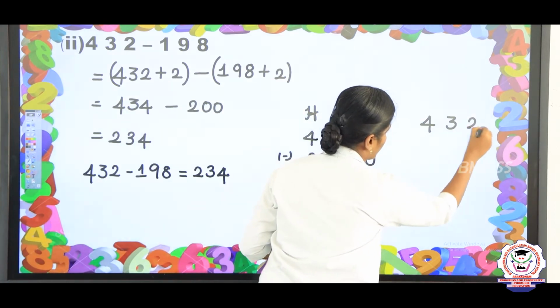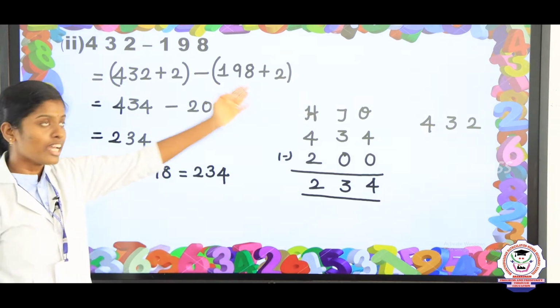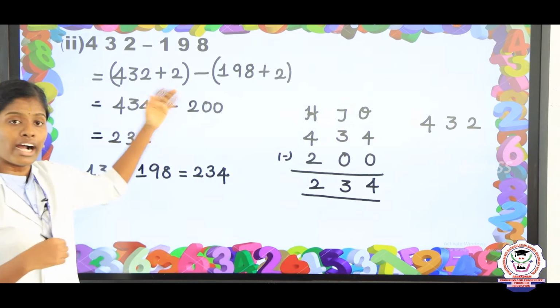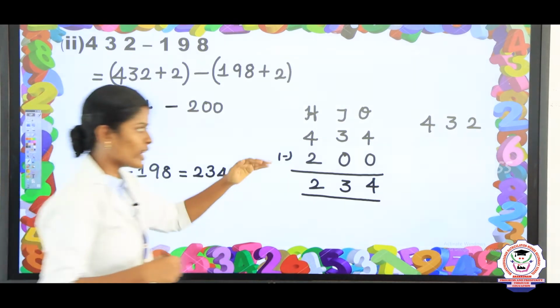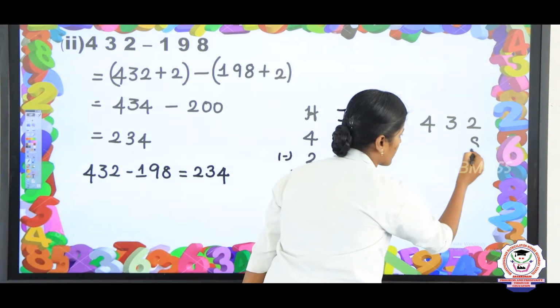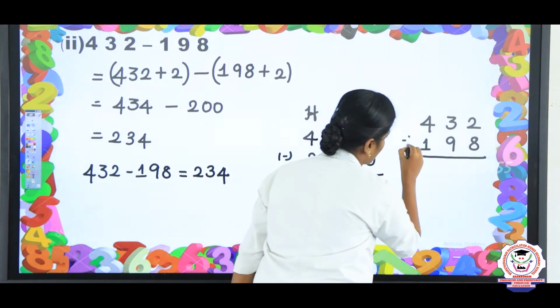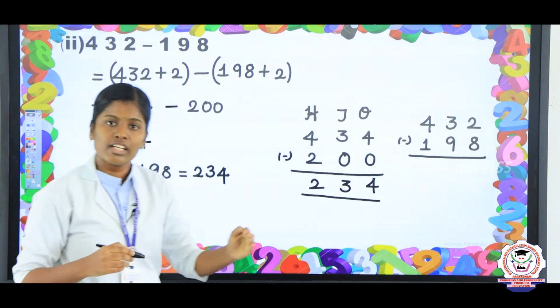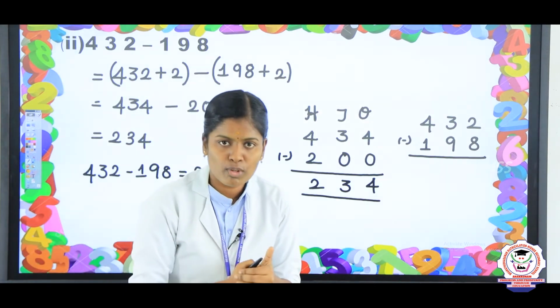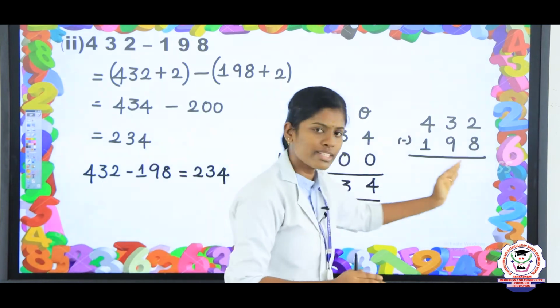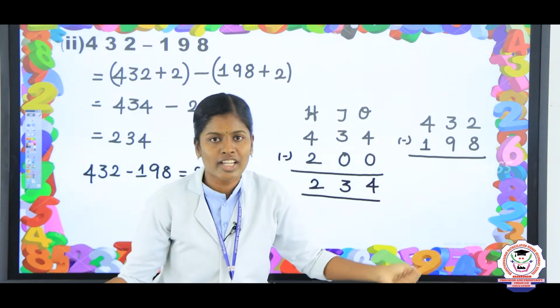432 minus 198. Here the ones place value is 8, tens place value is 9, hundreds place value is 1. So write 8, 9, 1. Start from the ones place value, 2 and 8. Now tell me, Nasreen, is 2 minus 8 possible? Very good, it is not possible. Why? Because 2 is the smaller number and 8 is the greater number.